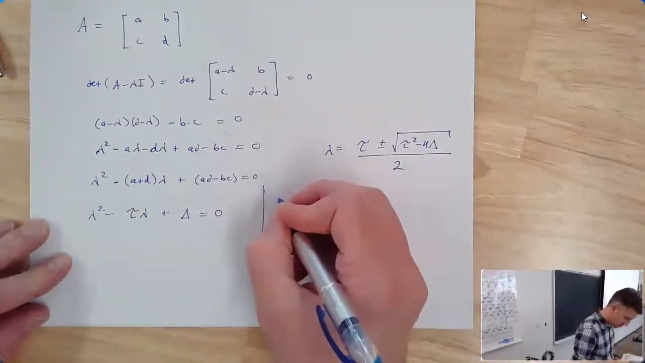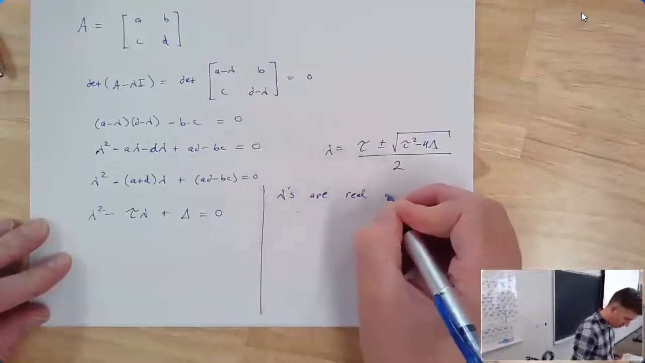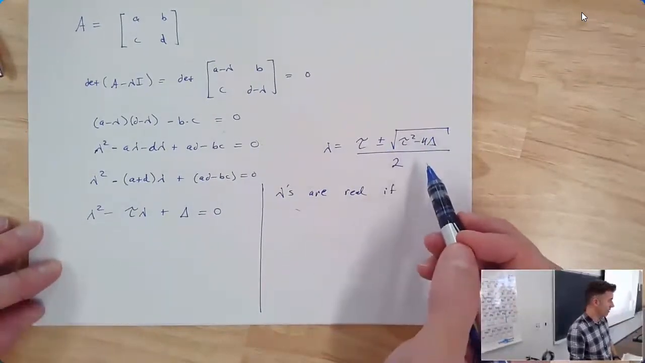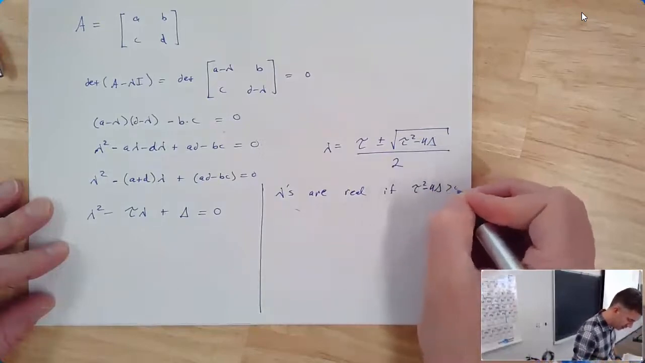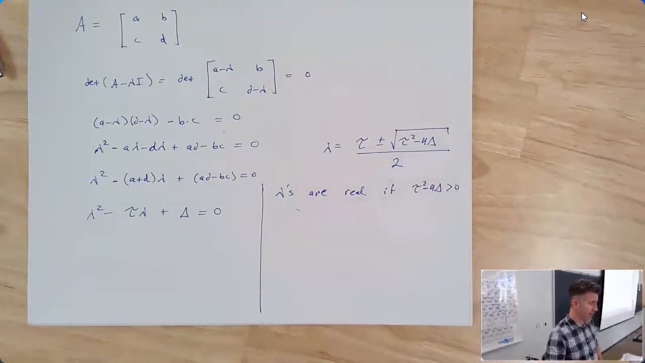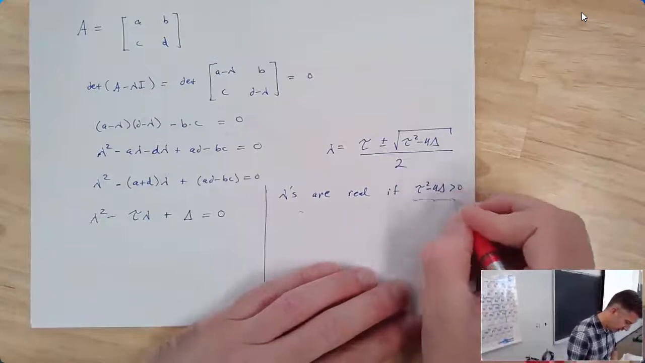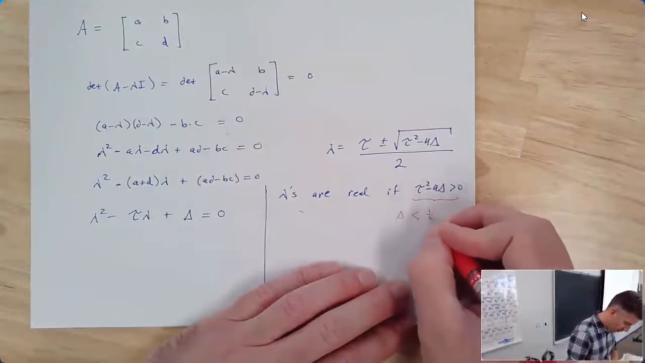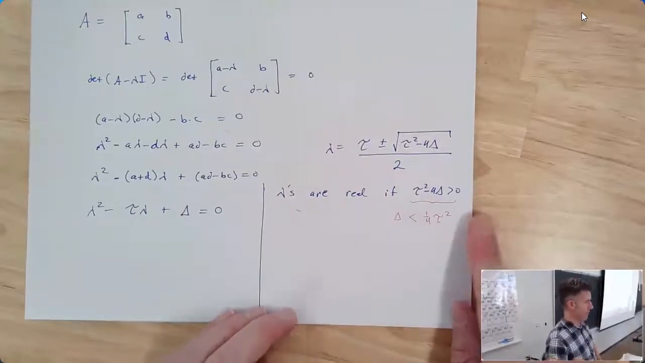The lambdas, the eigenvalues, are going to be real if the inside of that square root is not negative. So if tau squared minus 4 delta is greater than 0. Or as some books like to write, and there's actually a nice picture of this in your textbook, which we're going to see in a minute, the way we're going to think of this is if delta, the determinant, is less than 1/4 the trace squared. All I did was bring the determinant over to the other side and divide by 4.